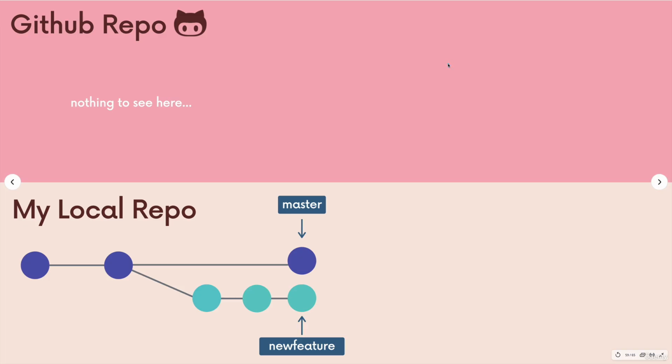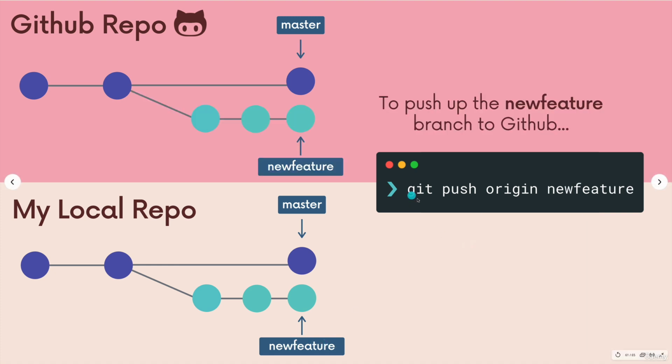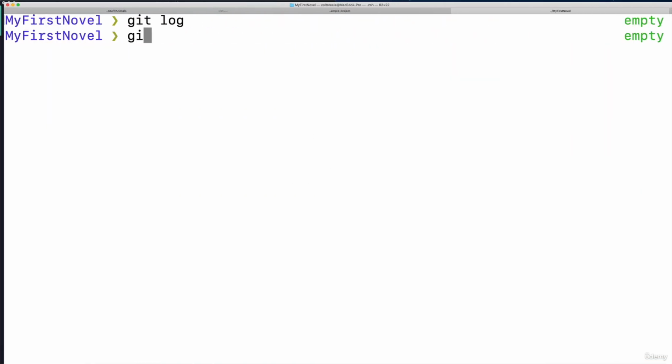Here, I've got some diagrams. What we just did was we pushed up our master branch to GitHub. So there was nothing on GitHub. I pushed up master. Whoops, I went too far. git push origin master, assuming our remote is named origin. Now, in this diagram, I have a second branch called new feature. I'm going to push that up. git push origin new feature. In our case, our branch is called empty. So git push origin empty.